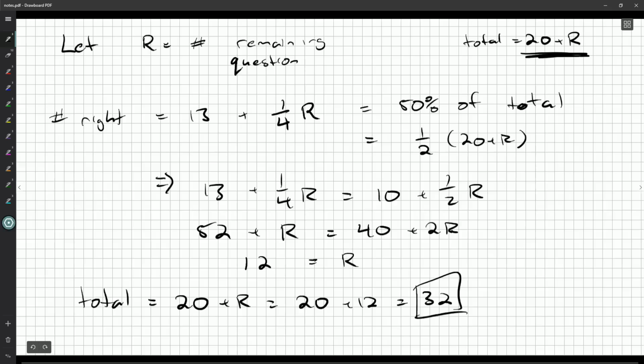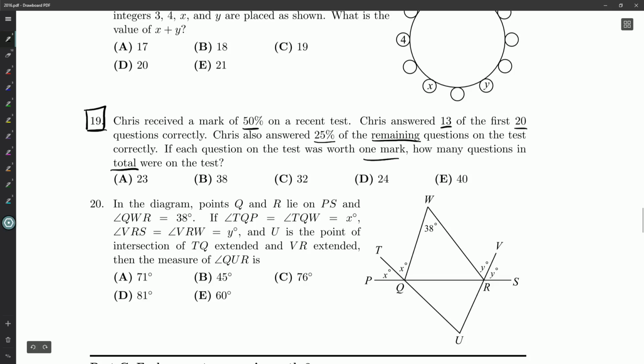If you want to, you can just do a quick little double check. Half of 32 is 16. 13 plus 1/4 of 12. 1/4 of 12 is 3. 13 plus 3 is 16. So this does all work out. The total number of questions on the test is going to be C.